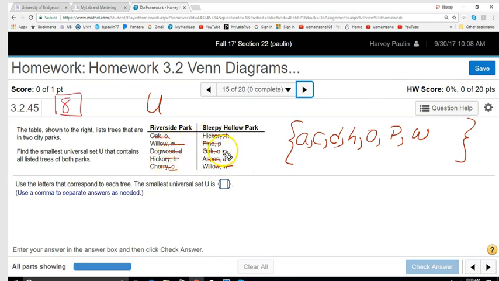And again, you want a strategy for doing it. So I kind of scanned both lists and I saw the A was first. So I put a slash through that. Then I looked through the list and I got a C. Put a slash through that. Then a D. But I saw a D there. Then I had an H. And notice I had a hickory on this side and a hickory on this side, but I only wrote the H once. So this would be the universe, that is the combination of the trees in both parts. That is the smallest universal set U.